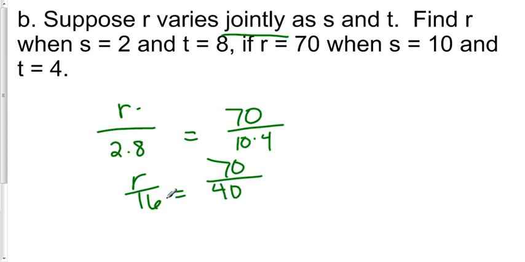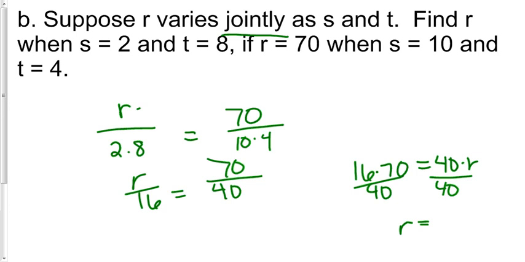Now we're going to cross multiply and divide. So 16 times 70 should equal 40 times r. So we're going to multiply the numbers, divide by 40, and that'll leave us with r. Sorry about that pause, and we're left with r equals 28.